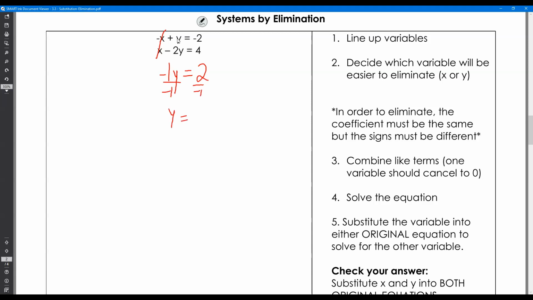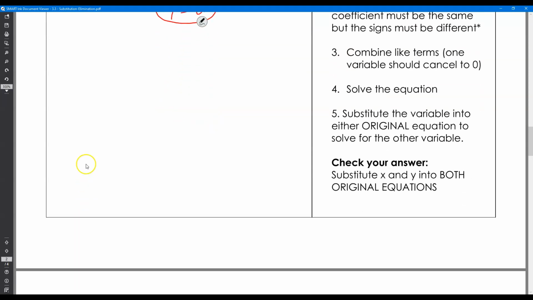I would then solve for y. And after I got one of my variables solved for, I got y, I would then substitute it into one of the equations just like the substitution method. So the remainder of this problem would be the same as substitution, but the elimination part gets rid of one of the letters. So let's just take a look at one more down below.